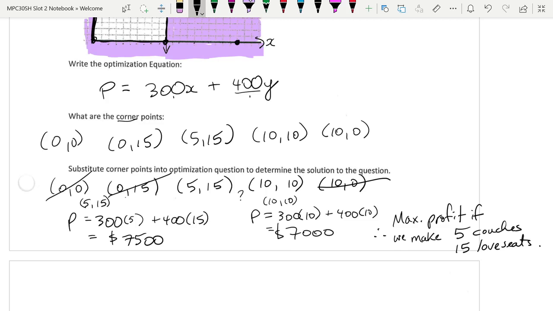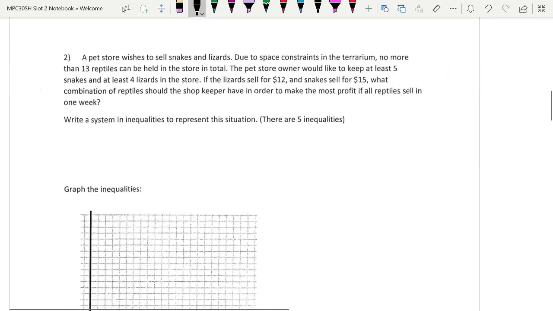Here, you actually just have 2 different variables, couches and love seats. If this were to become a quadratic situation, you'd need to figure out things like critical points and stuff, and that's a little beyond pre-cal. That's into calculus.